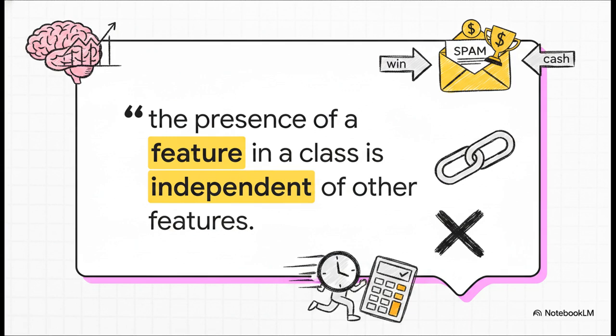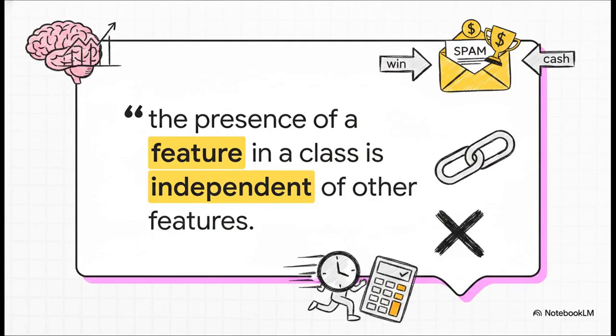Now, in the real world, that is almost never true. For instance, in a spam email, the word win and the word cash are highly correlated. They usually show up together. A huge common mistake beginners make is ignoring this assumption when feeding highly correlated data sets into their model. The naive Bayes algorithm ignores that relationship entirely, treating win and cash as totally isolated, independent pieces of evidence.